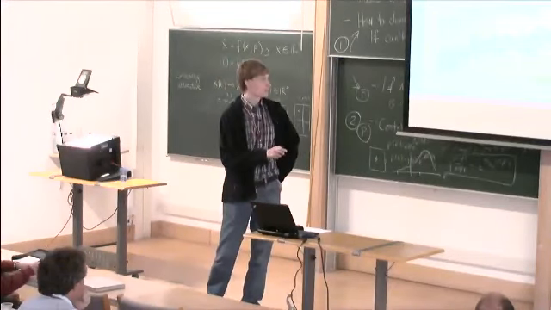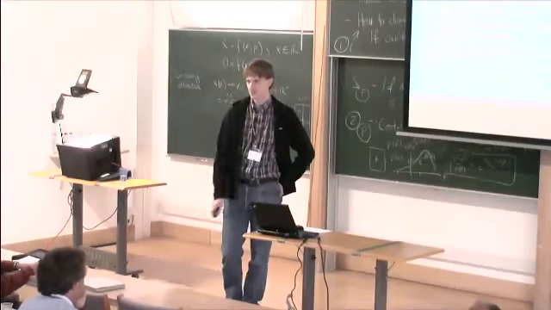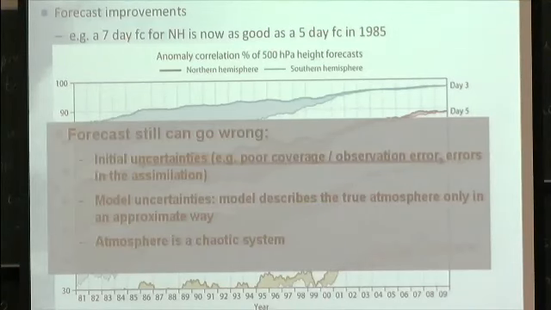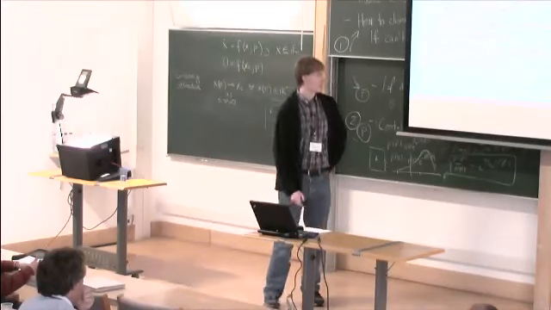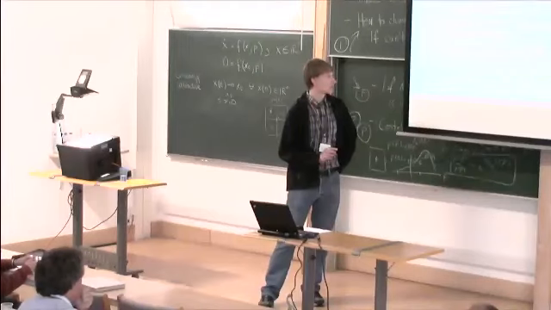So despite all these improvements, you might be surprised, but weather forecasts can go wrong. And there are three main reasons for that. One is the initial uncertainty, simply by poor coverage of observations or observation quality. Then we have uncertainties in the model, because the model is never a perfect model of the atmosphere. There are always uncertainties. And then the atmosphere itself is a bit chaotic at times, and that all adds up to uncertainty.